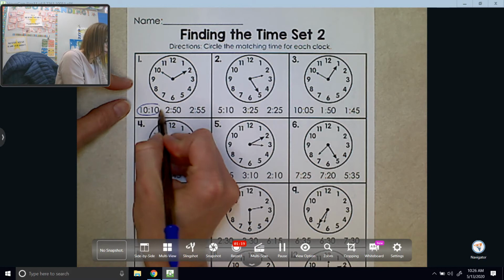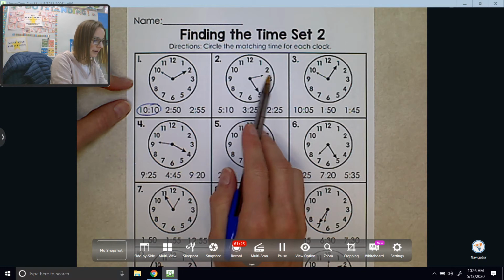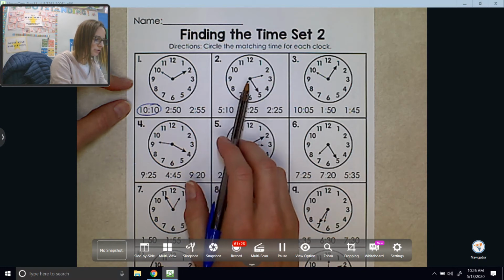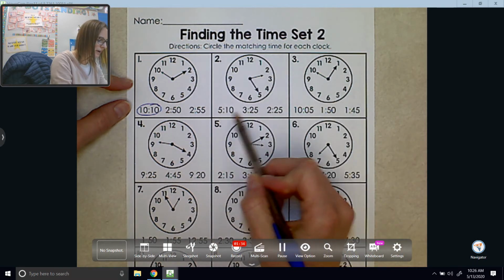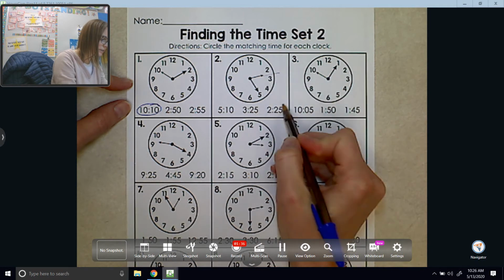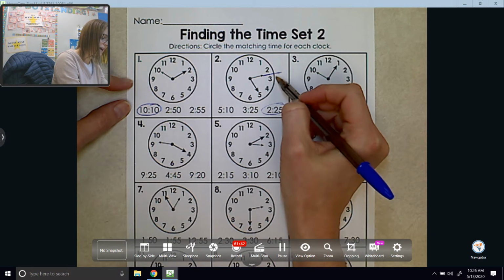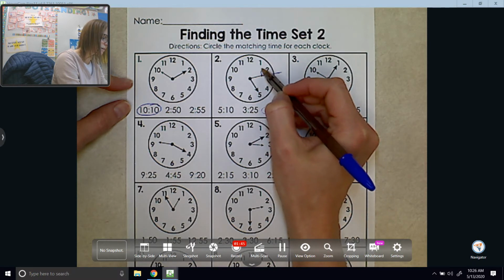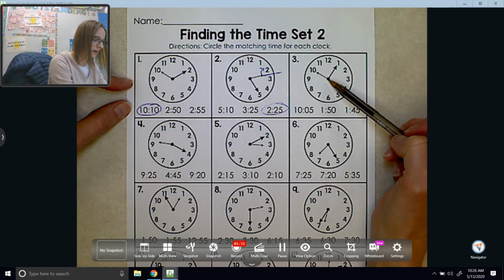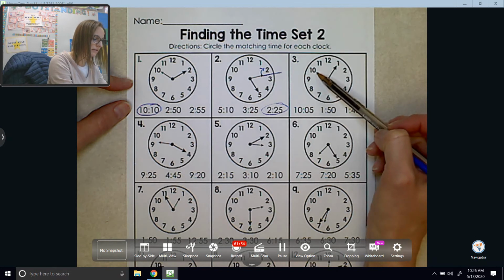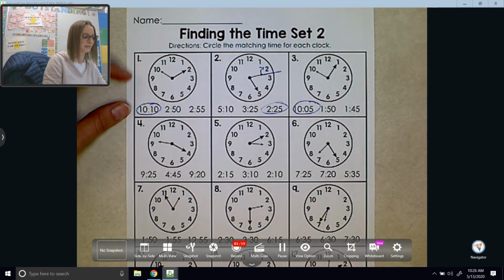Number 2, looks like I'm past the 2, not to the 3 yet. So 2, 5, 10, 15, 20, 25. Is 2:25 an option? Yes, it is. Do you see how I just extended that line? I want to make sure that I haven't passed the 3, so I'm going to look back to the hour. My hour hand is pointing to the 10. Good luck with the rest of that paper.